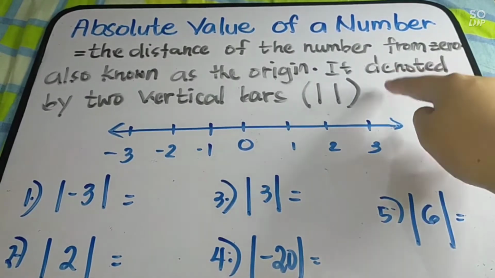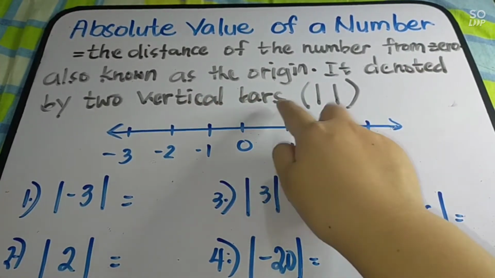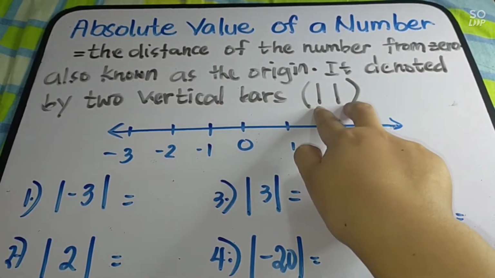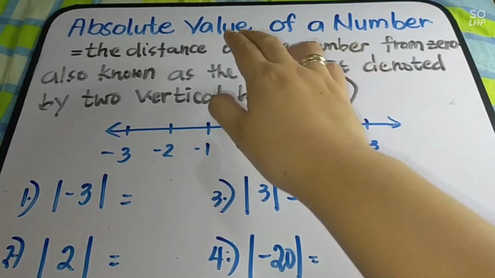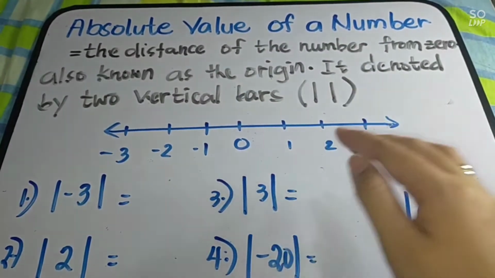Alright? So, it is denoted by two vertical bars. Ito yung vertical bars. Ang tawag dyan is absolute value. So, again, absolute value is the distance of the number from 0.